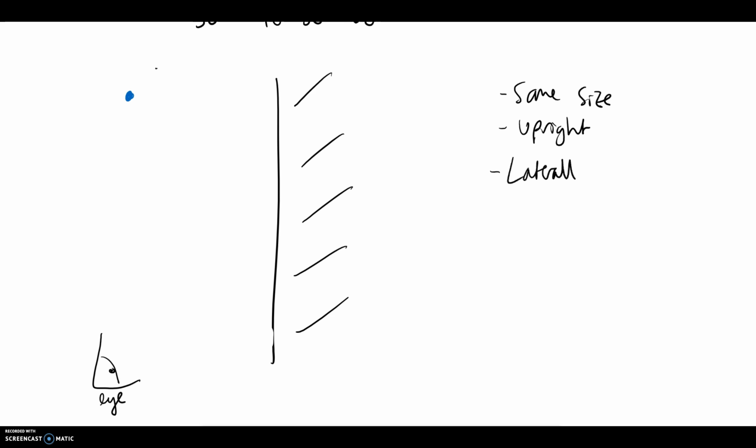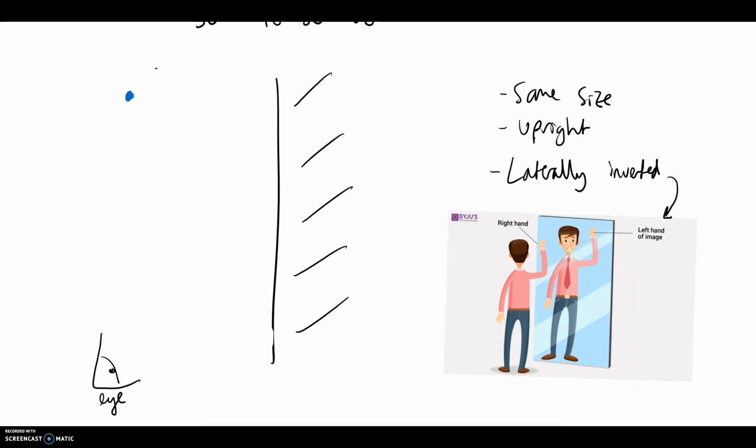The image you see is laterally inverted. What that means is it's not inverted horizontally, it's inverted laterally, so sideways on. There's a nice example of laterally inverted. If you raise your right hand, your left hand goes up. So you're inverted laterally, not horizontally. So your feet don't become your head.